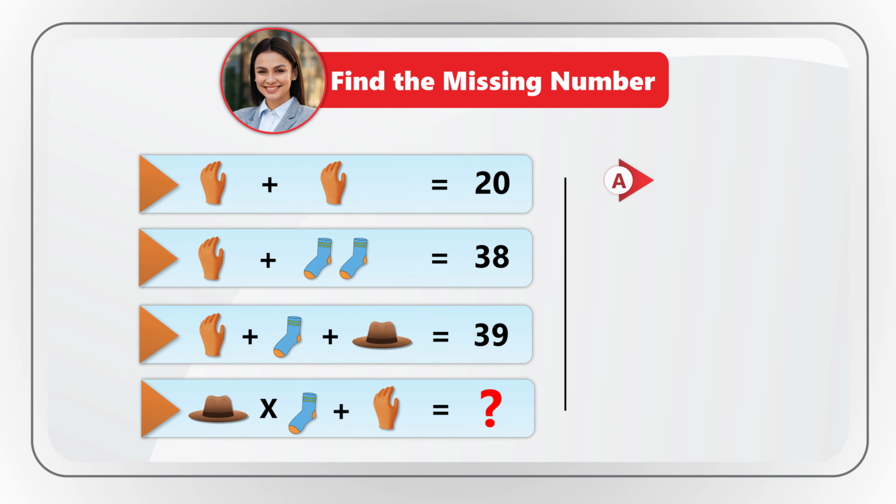Choice A, 135. Choice B, 220. Choice C, 165. And choice D, 360.